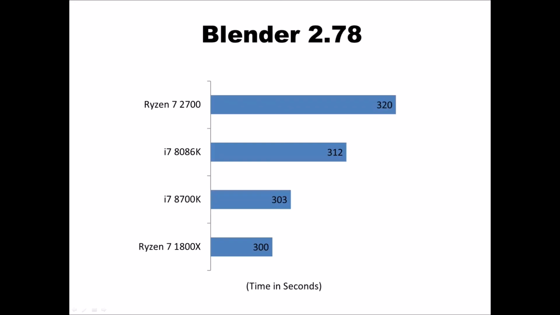Now onto the first benchmark, we've got Blender 2.78. Now this is the time in seconds. I've included 2 Ryzen 7 chips just as a reference to see how they compare in the grand scale of things, but we'll be focusing obviously on the 2 i7s. So as we can see here, the 8086K pulls ahead by 9 points in this test, so we're getting a little bit better performance from the 8086K in this test.